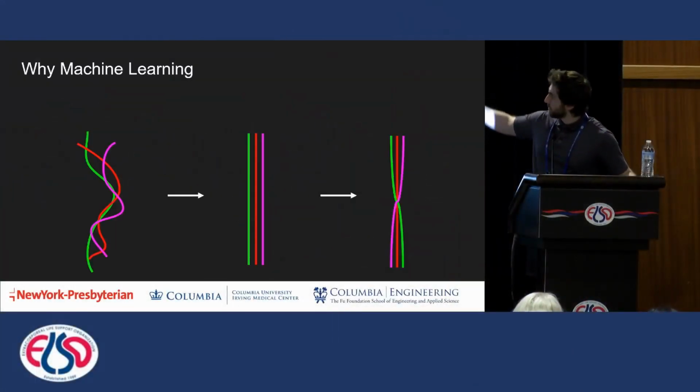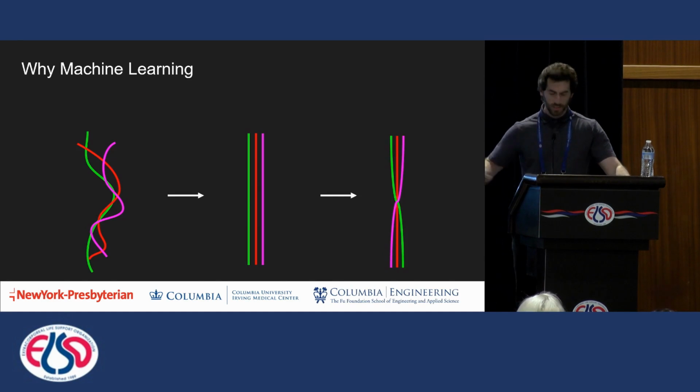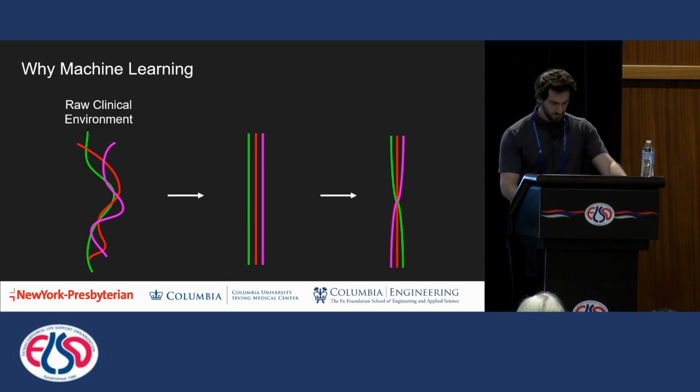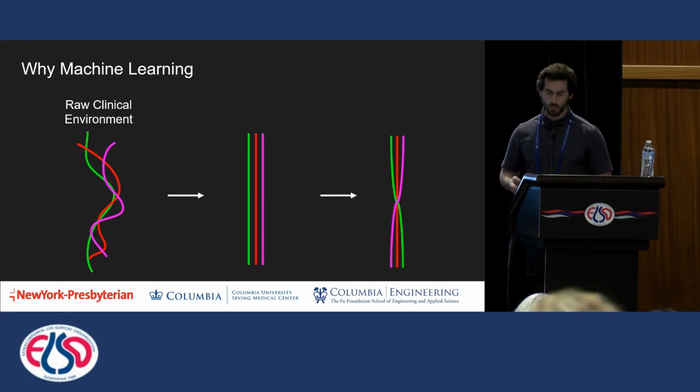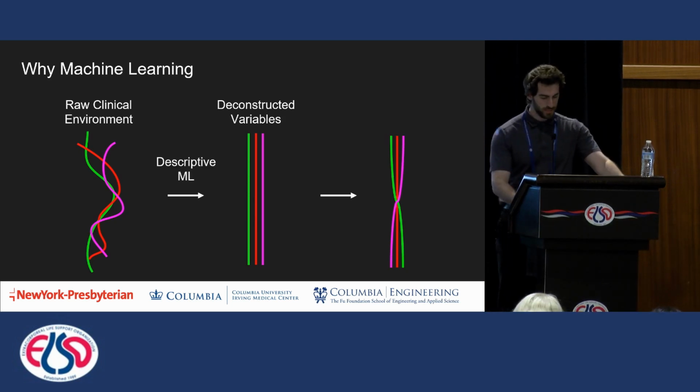Now, the first question people tend to ask is, why machine learning? And I find the metaphor of the strings to be useful. The clinical environment is chaotic. Multidisciplinary teams collaborate on individual cases, and the effects of therapies and medications not only affect the patient, but other therapies and medications. And therefore, we need a tool to deconstruct the influence of each variable, to untangle the clinical knot. And descriptive ML is that tool.